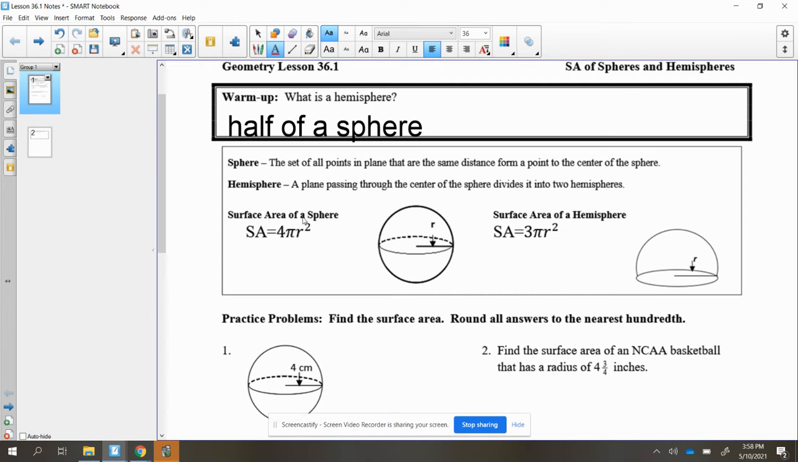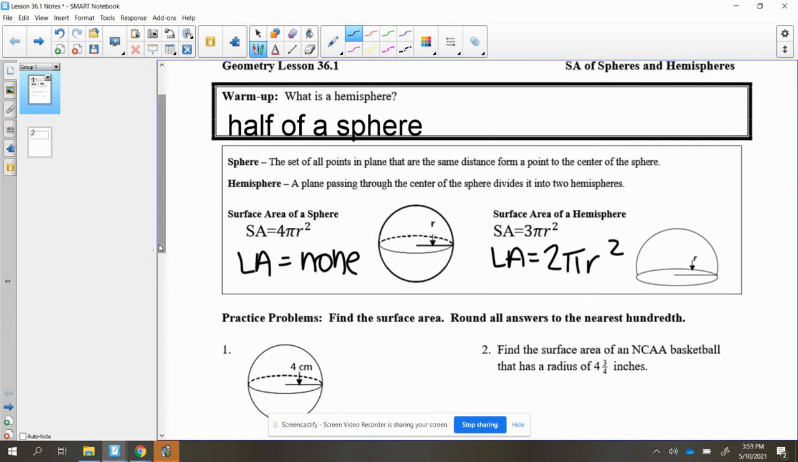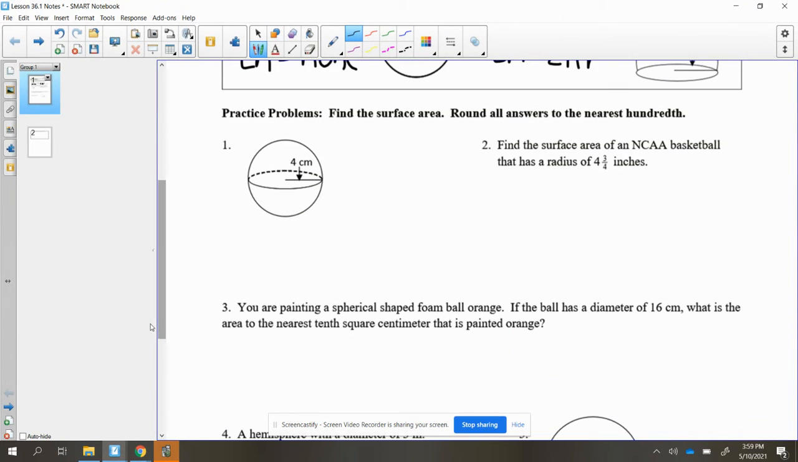The lateral area then, there is not a lateral area for a full sphere, but there is a lateral area for a hemisphere that's going to be 2 pi r squared. And we'll talk about at the end again why the total surface area then is 3 pi r squared. So some practice problems with these for your total surface area.